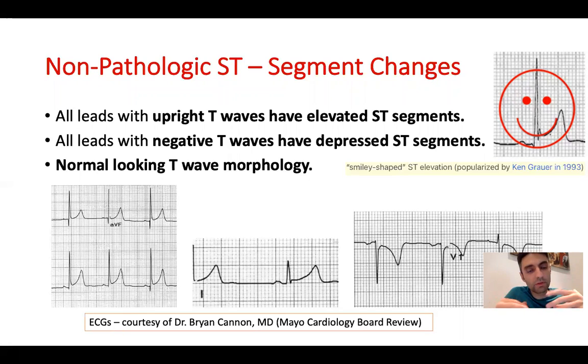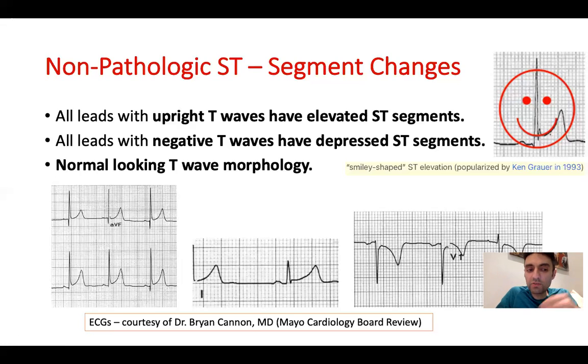That's normal or non-pathological ST segment change. And the T wave looks very normal, except it's a little bit tall. So here, for example, there's a little bit of ST segment elevation with an upright T wave. A little bit of ST segment elevation, upright T wave. A little bit of ST segment depression, negative T wave. So there is concordance between them. And then there is this smiley-shaped ST segment elevation, that's benign-looking ST segment elevation.